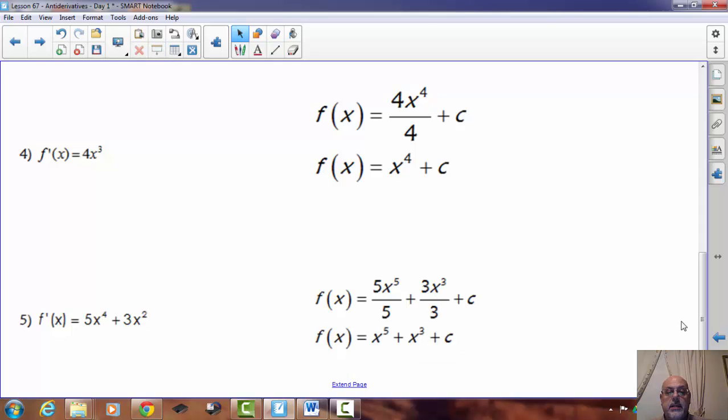And then when we clean this up, our original function was x to the 5th plus x cubed plus c, some unknown c. And like I said, we'll get to determining the value of c. I'm guessing we won't get to that for Christmas vacation. So you'll have to remain in suspense about c until after New Year's.